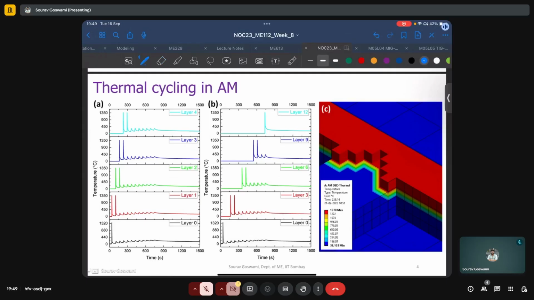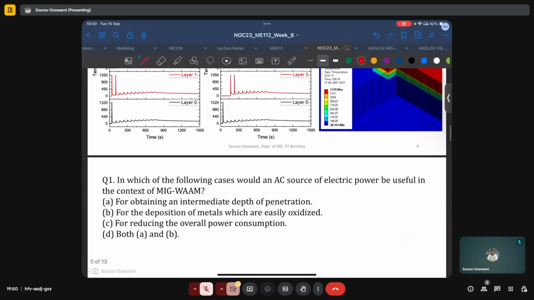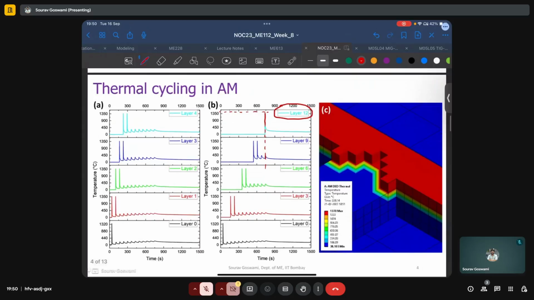So if we come from the top down, that is if we start with layer 12, we see only this single spike in temperature close to 1370 degrees Celsius. And if we project it, then we see that this temperature spike is felt in all of the subsequent layers as well at the same time.